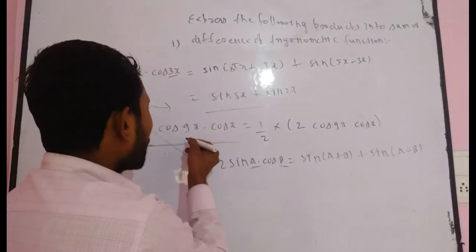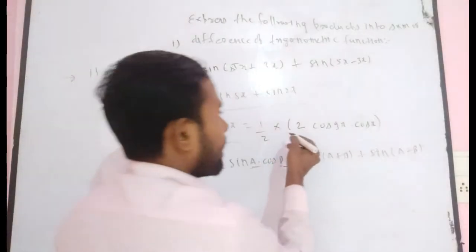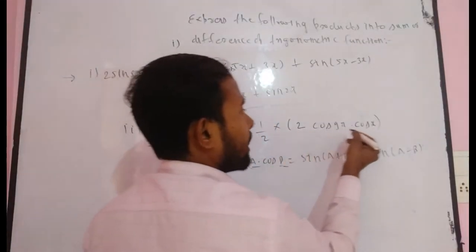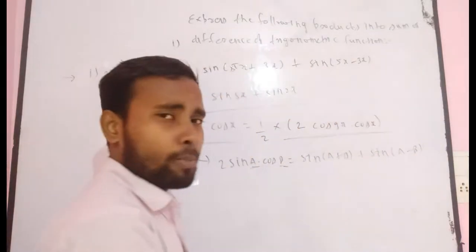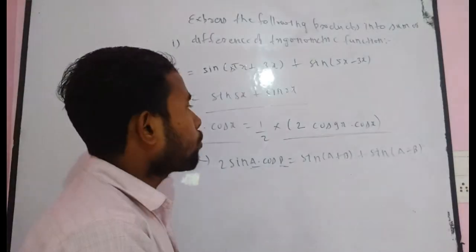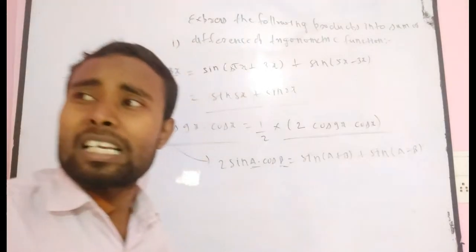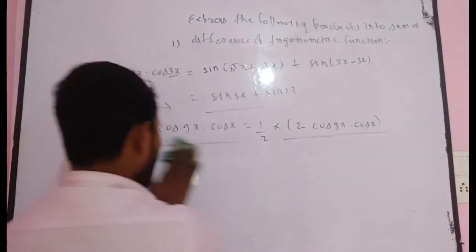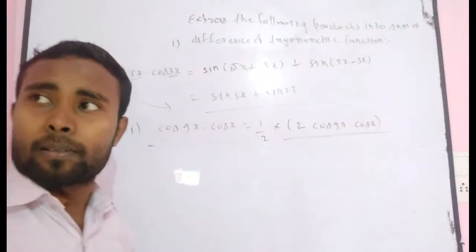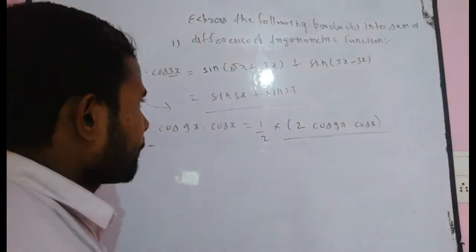Now, as you know, cos a into cos b: firstly I want to multiply by 2 and divide also. Then you get 1 by 2 times 2 cos 9x into cos x. Then this term will be 2 cos a into cos b. What is the formula of 2 cos a into cos b? In the previous video, I have just written all those formulas, in which this formula is also written.